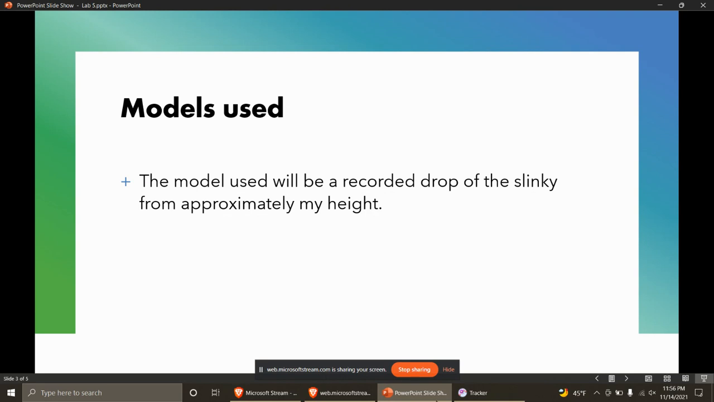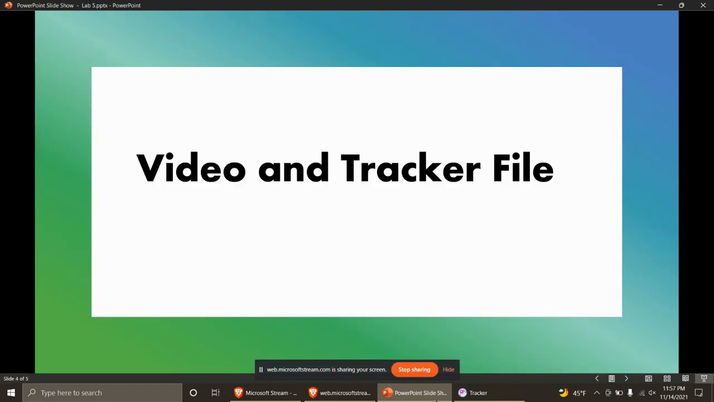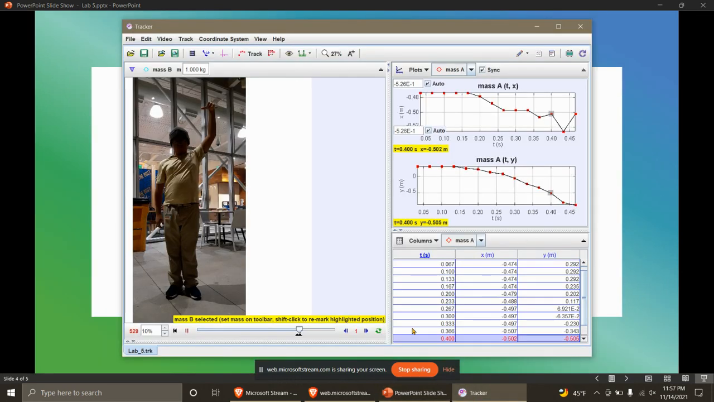So the model that I used was pretty much a video-recorded drop of me holding it at around my height and dropping it, with the bottom of the Slinky about halfway through my height, so I can have general measurements of what it was. So here's the video in Tracker files.